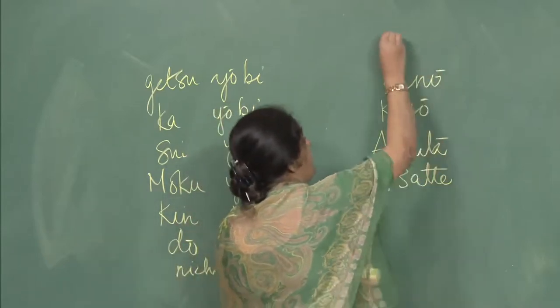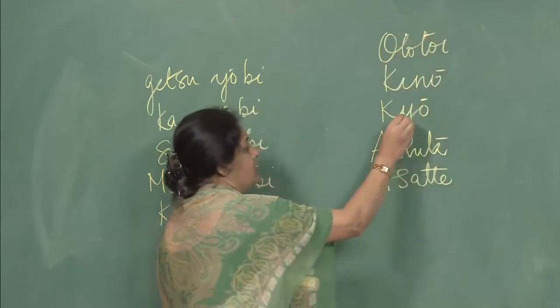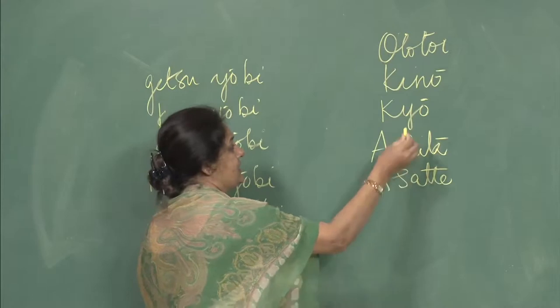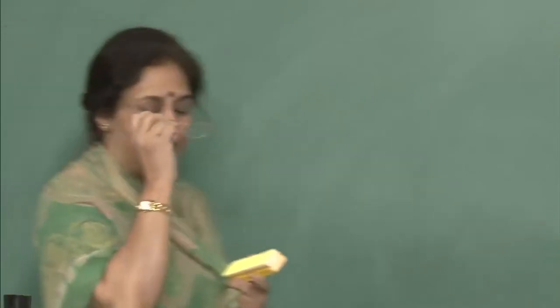Kino and ototoi. So you have kyō, ashita, asatte, kino and ototoi. Now you can practice this out over here. We start with ototoi over here.